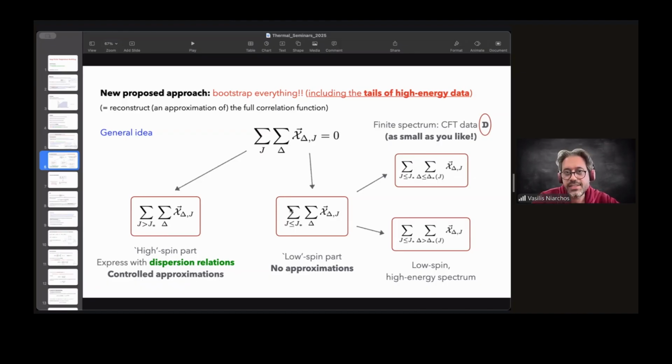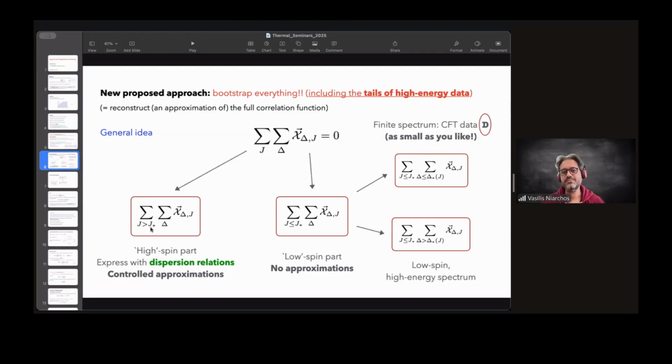And the general idea is the following. So this is the kind of crossing equation that we have. It has a sum typically over spins and scaling dimensions. And the idea is to break it up in different pieces and try to handle the different pieces in different ways. So let's talk first about the contributions that have spins greater than some J star.